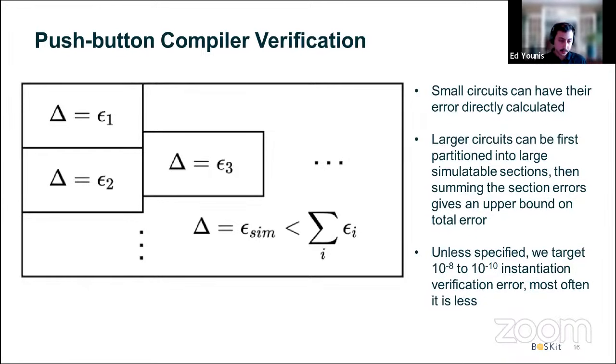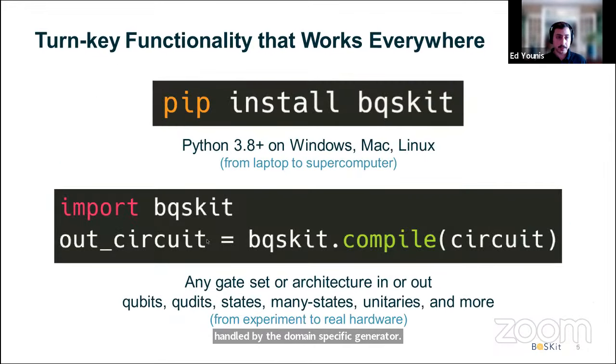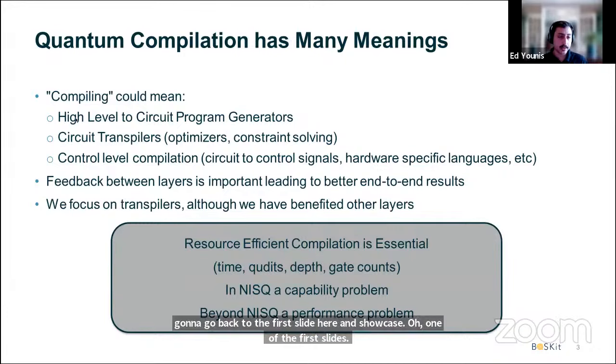Logical synthesis, this oracle synthesis, which is a very important concept for Grover's algorithm generation, is something that is best handled by the domain-specific generator. So I'm going to go back to one of the first slides. Quantum compilation could mean many different things. And I think the question you're asking really lies in this area where you have some high-level specification of your program. For Grover's, it might be some logical oracle or some Boolean function. But that is a program generator that will produce those circuits. Once you've generated those circuits, you can run them through our transpilers, and using this partitioning and all these workflows, we can really optimize the circuit that comes out of the program generator.